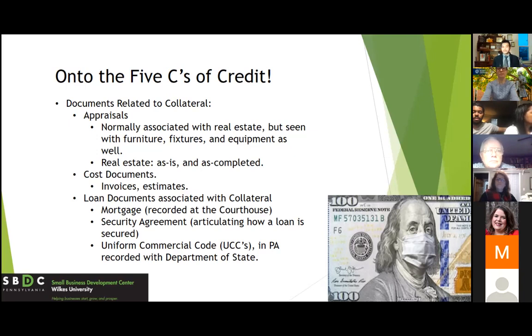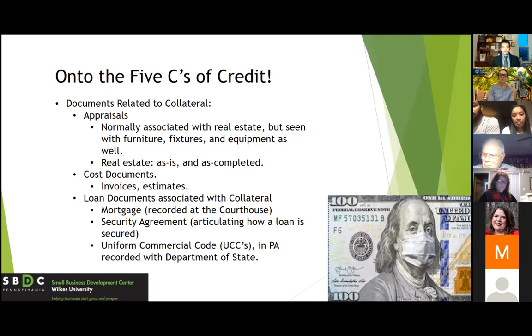Cost documents. If you're looking at purchasing new equipment, used equipment, things of that nature, you're going to want to secure invoices and estimates for the stuff that you're looking to purchase. All right. So this is all related to the documentation, like I said before. Loan documents associated with collateral. These are things that the banks are going to ask you, or other institutions that are going to ask you to execute on if you are pledging them as collateral.